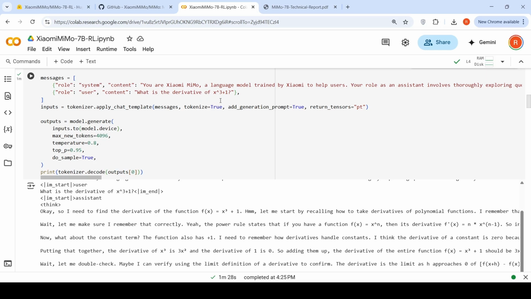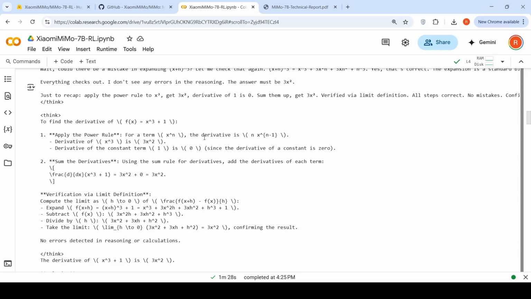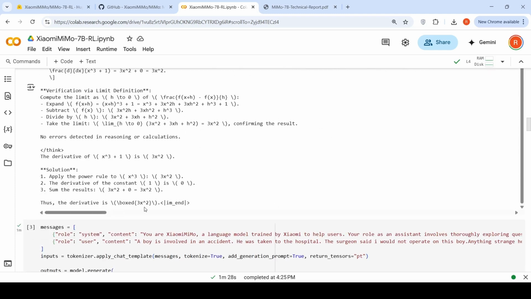What is the derivative of x cubed plus 1, or x raised to the power of 3 plus 1? If you differentiate this, it will be 3x squared, because the derivative of a constant is 0. It starts with the think tokens. It says, I need to find the derivative. Let me recall how to take derivatives of a polynomial function. If the function is x to the power of n, then the derivative is n times x to the power of n minus 1. There is also this constant, and the derivative of a constant is 0. It does all these things, and finally it gives the answer that the derivative is 3x squared, which is correct.